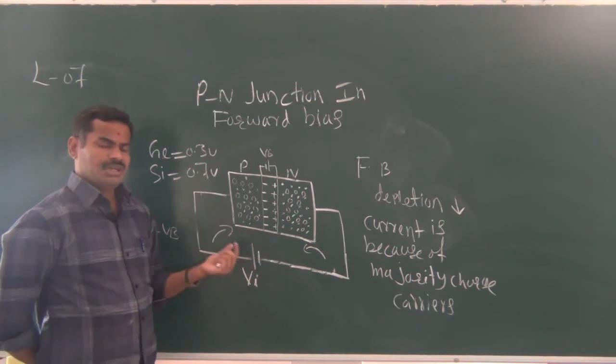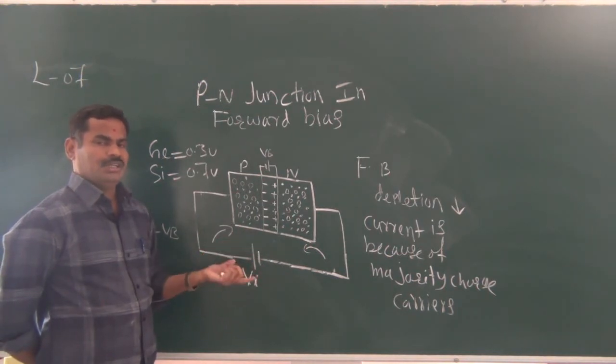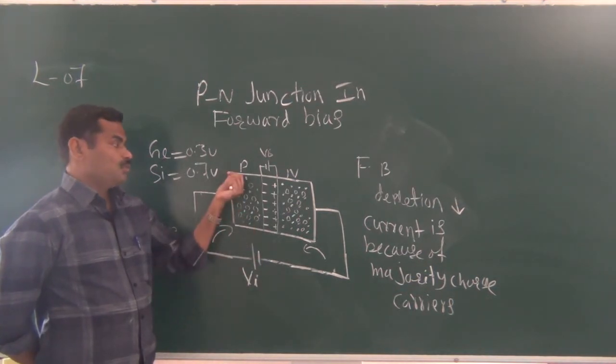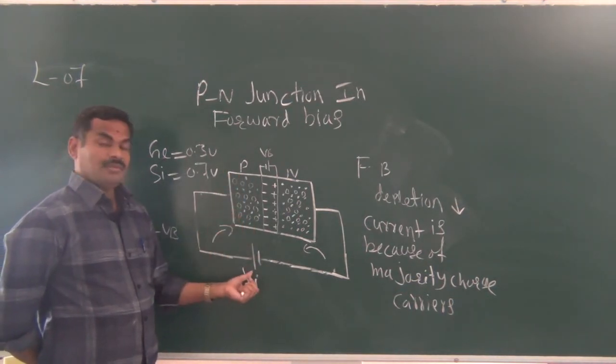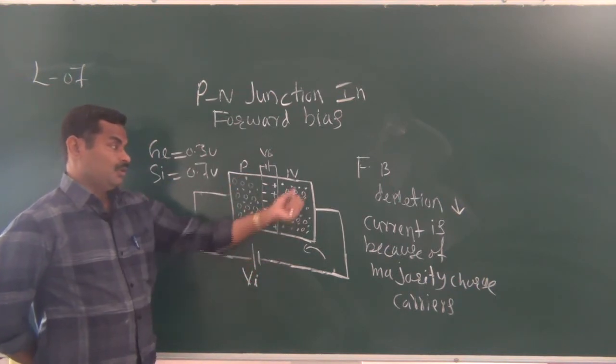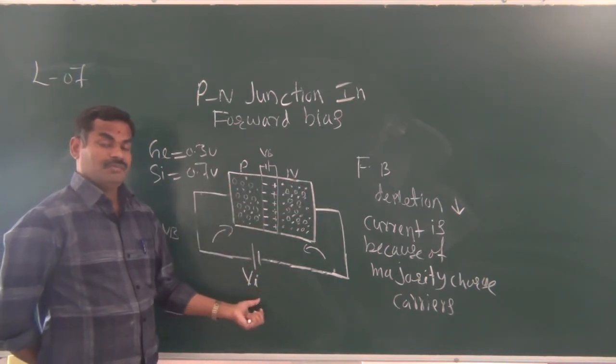What do you have to write in the exam? Don't worry about this much detail in the exam. First you write the diagram. You write what is forward bias: the P terminal connected to the positive of the battery, the N terminal connected to the negative of the battery. That is enough for forward bias.